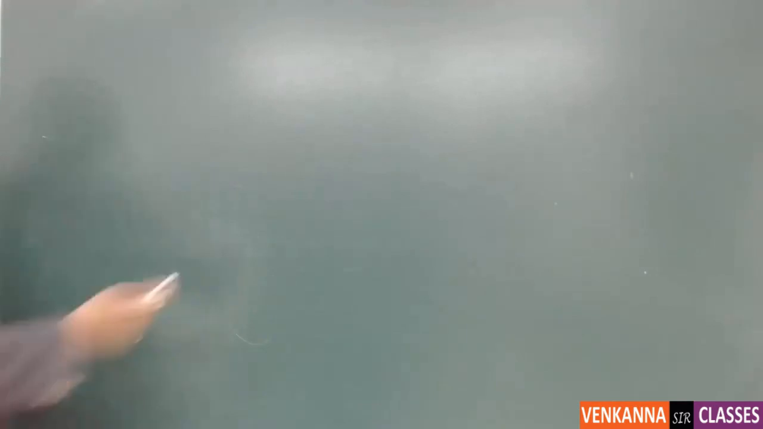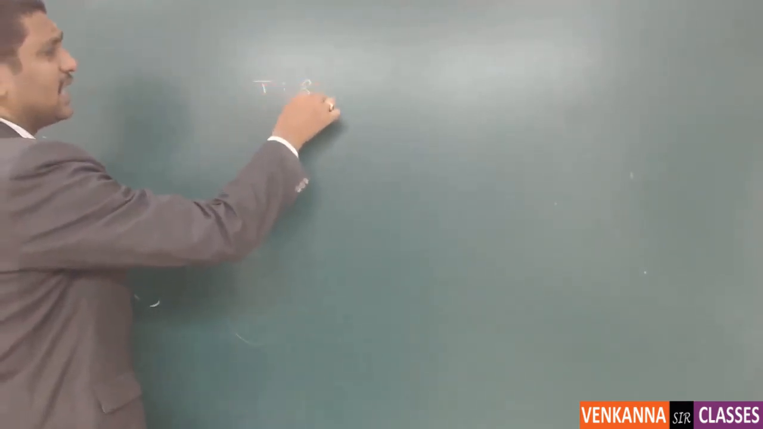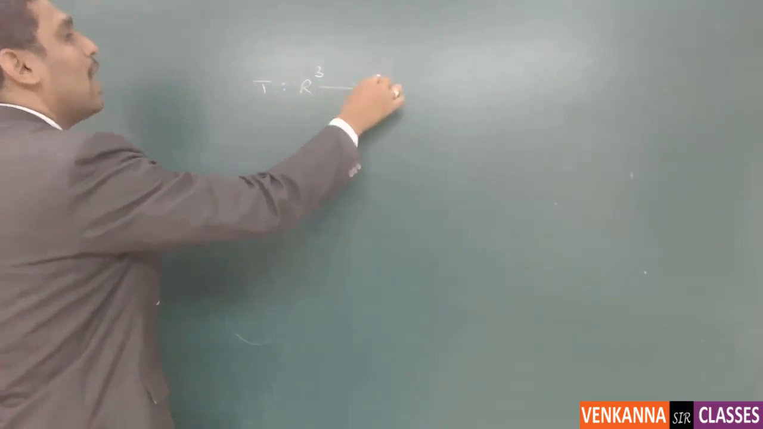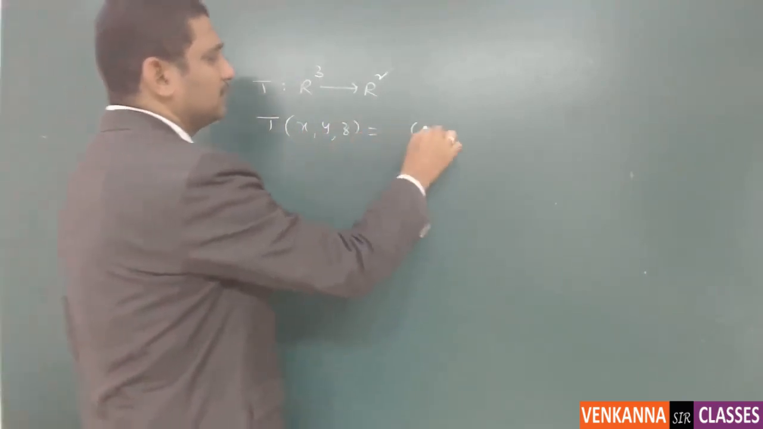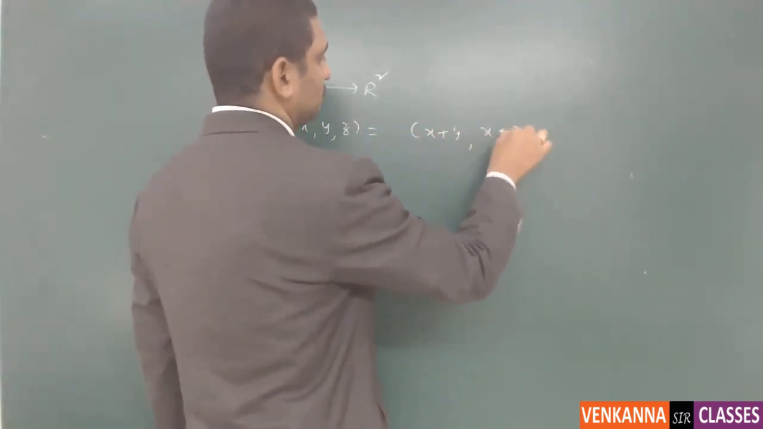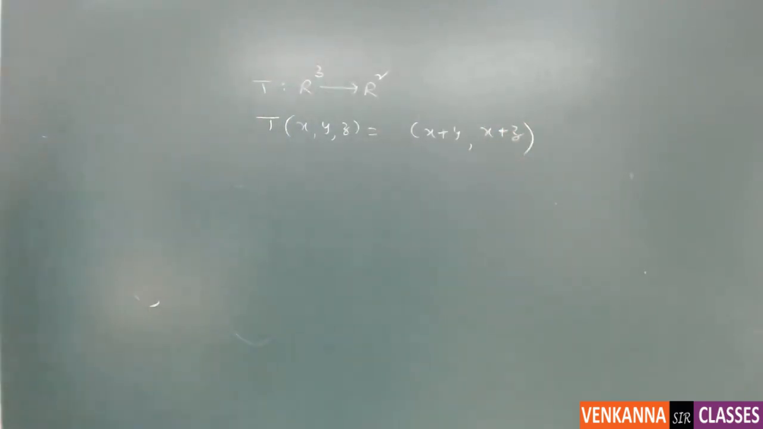Now let me say, suppose T is a linear transformation from R cube to R square. So what does it mean? Transformation means it is changing from one priority to the other, or conversion we can call it. So if I use that T of x, y, z is equal to this, this is my transformation. You can observe that the input is a 3D vector, the output is a 2D vector. So you are converting 3-dimensional into 2-dimensional.